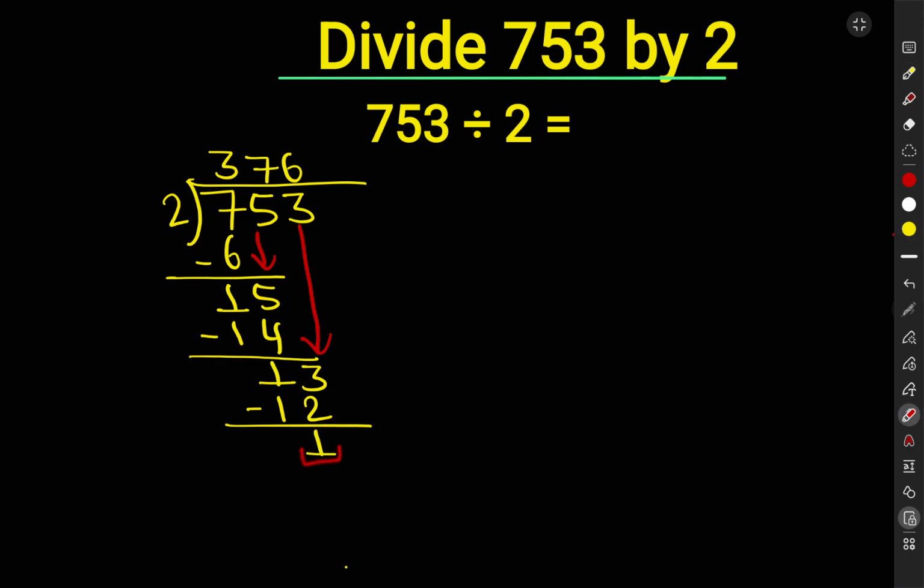So now this 1 is less than 2 and there is no other number to put down. So we take here a decimal so that we put 0. So it is 10 and 2 times 5 is 10. On subtracting, we get 0. So 753 divided by 2 is 376 decimal 5.